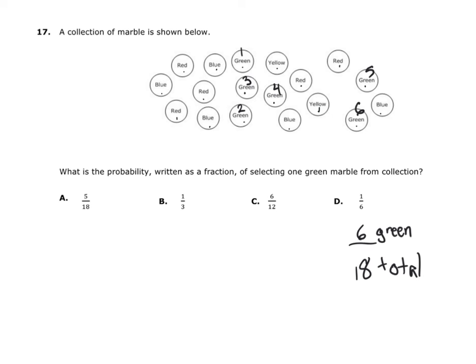There's our fraction right there. Now we have to reduce. We can divide each by 3. So 6 divided by 3 is 2. 18 divided by 3 is 6. We can go again. So that would be 2, divide by 2 to get 1/3, B.